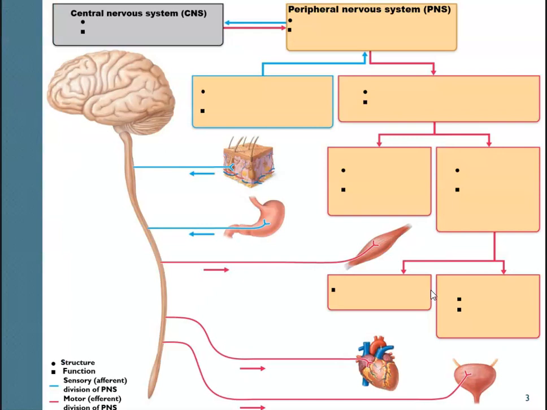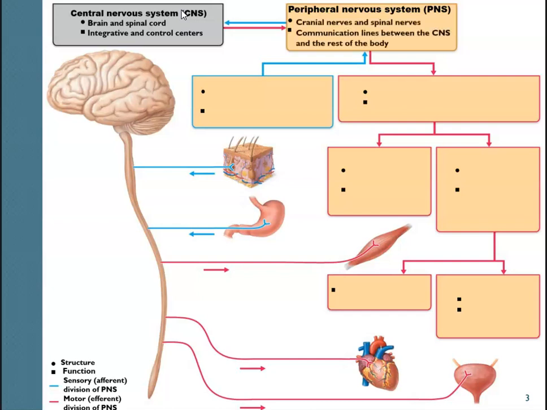So let's look at the divisions. The nervous system can be broadly divided into central nervous system and peripheral nervous system. Central nervous system is our brain and spinal cord found in the dorsal cavity of our body, and that is the integrative and control centers. Whereas peripheral system is everything outside of this, right?